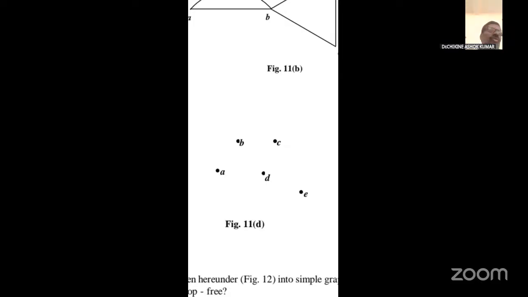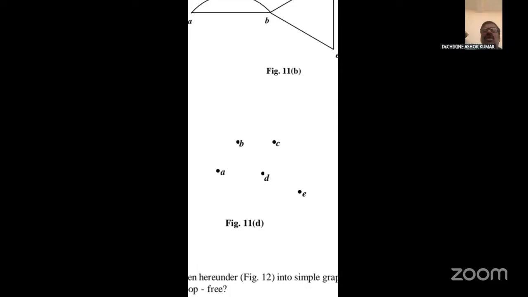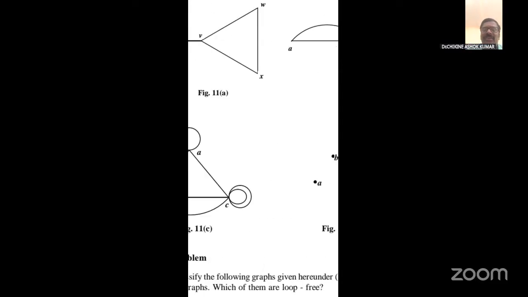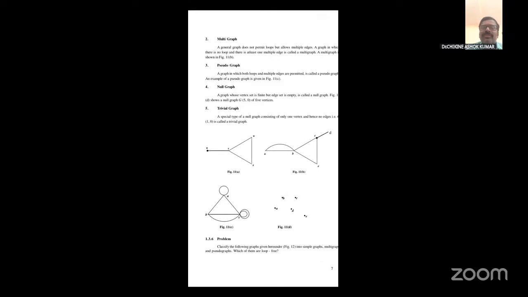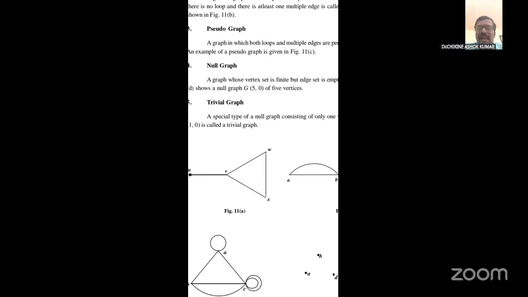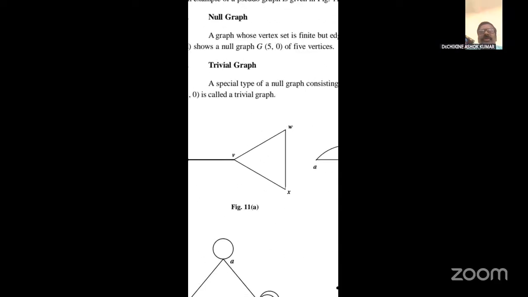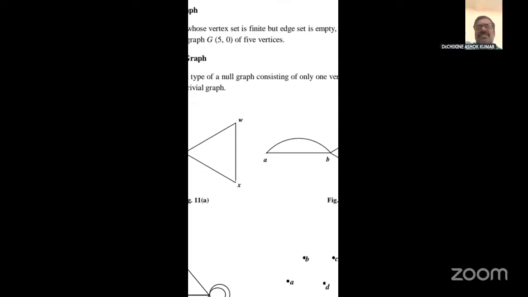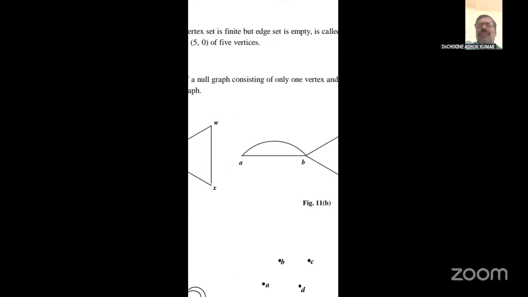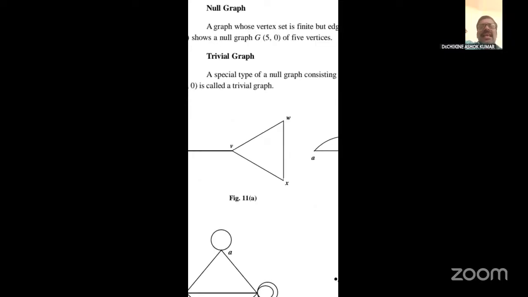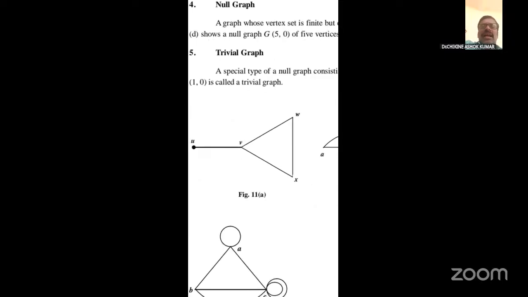And there is no connectivity from E to the remaining vertices. So this kind of graph is called a null graph. Next, trivial graph. A trivial graph means a special type of null graph consisting of only one vertex, and hence no edges. That is, G10 is called a trivial graph.